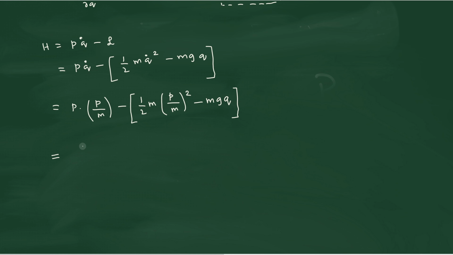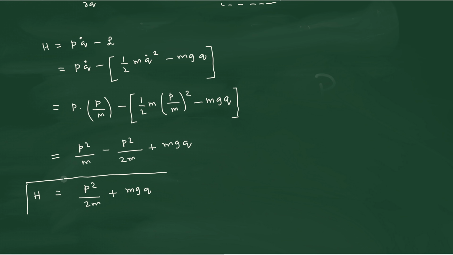If we simplify this expression right now, we have P square by M minus P square by 2M, then minus of minus is plus mg into Q. That gives you P square by 2M plus mg into Q. So this is how the final expression for the Hamiltonian appears. As I already told you, how do you know that this is the final expression?